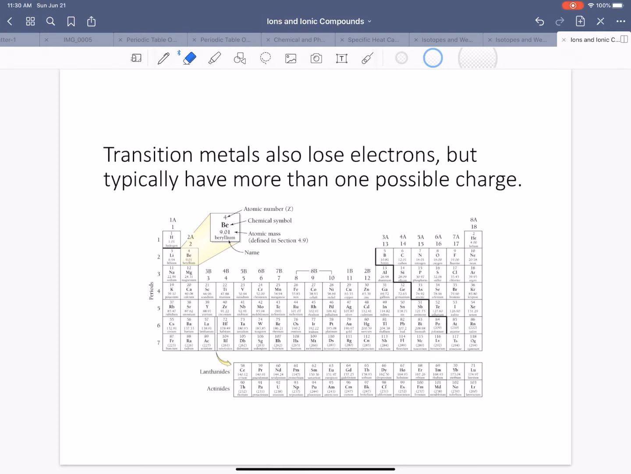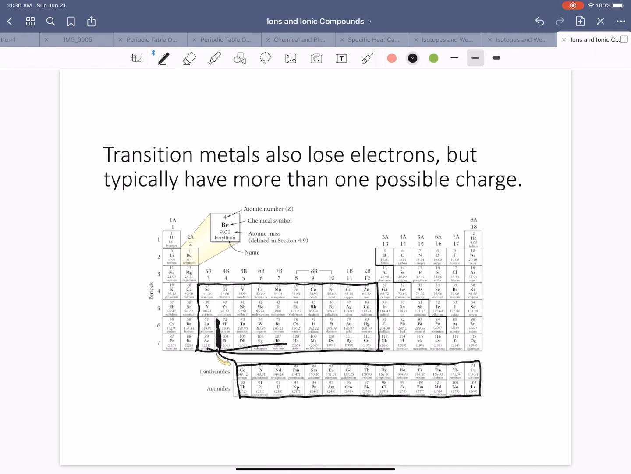Okay, transition metals. Transition metals are the not representative elements. These are transition metals, and then right here are the inner transition metals. But in our class, we mostly ignore those. So right now I'm just referring to this region here. Sometimes I call the transition metals the unknown zone because we don't know how many electrons are going to be lost. But metals lose electrons to form cations, so we know that they will make something with a positive charge.